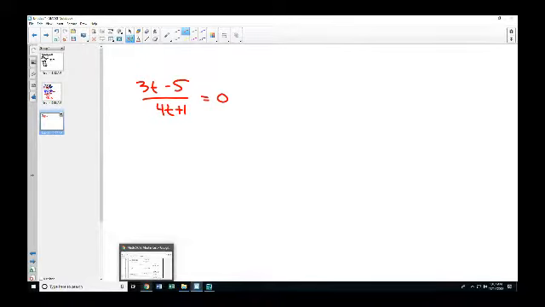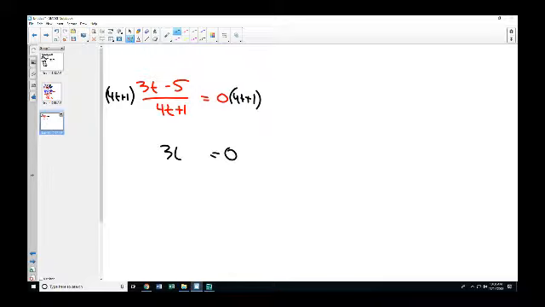Okay, that's a rational equation. It's actually really easy to solve. We hit this kind of thing in calculus almost on a daily basis. You just multiply both sides. What's 14 plus 1 times 0? 0, right? So that's an option. That's an easy solve, right? So t equals 5/3.